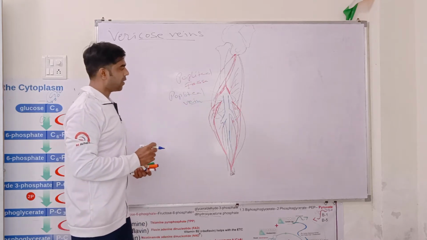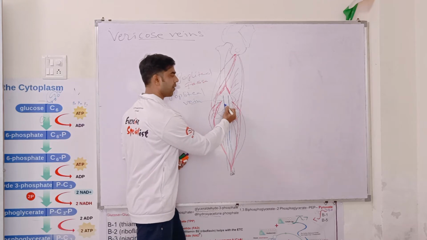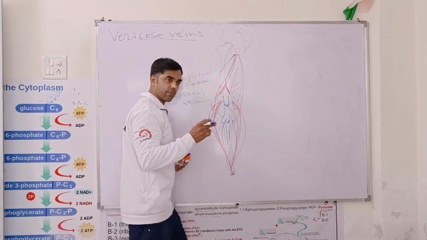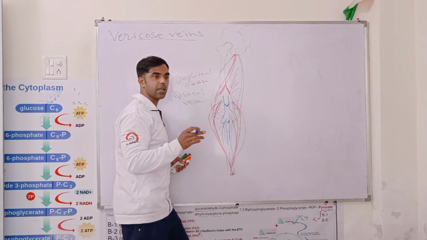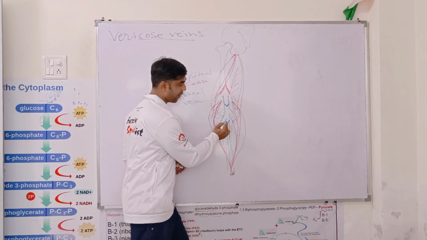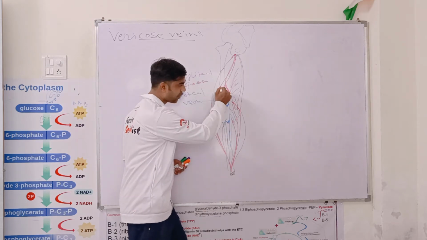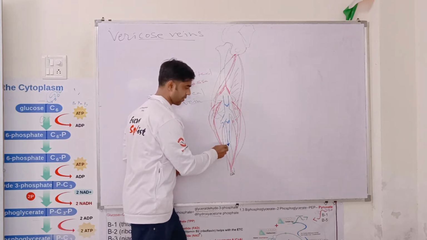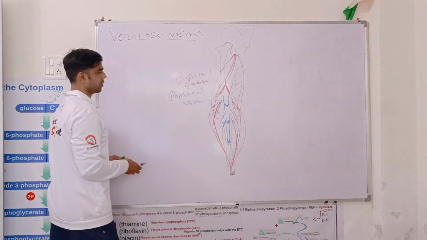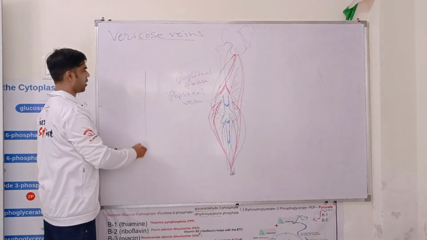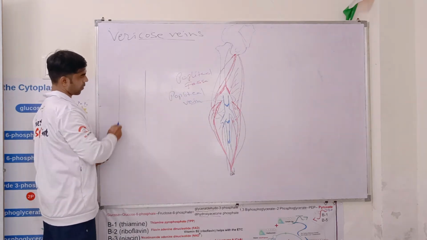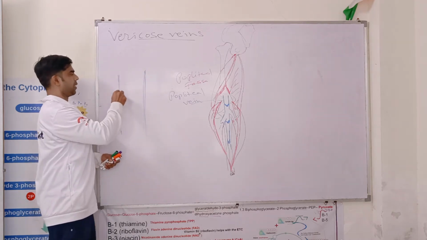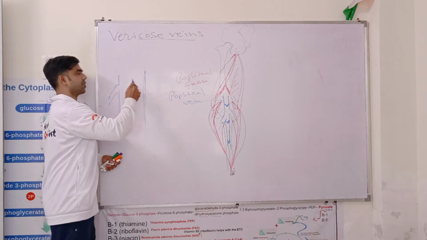Right? And this vein has the structure of a valve. You know lymphatic physiology. In lymphatic physiology we have studied that lymphatic vessels have the valve structure, and these veins have the valve structure, not arteries. Okay? Let's zoom on it. So this is your popliteal vein, right? And it has branches.